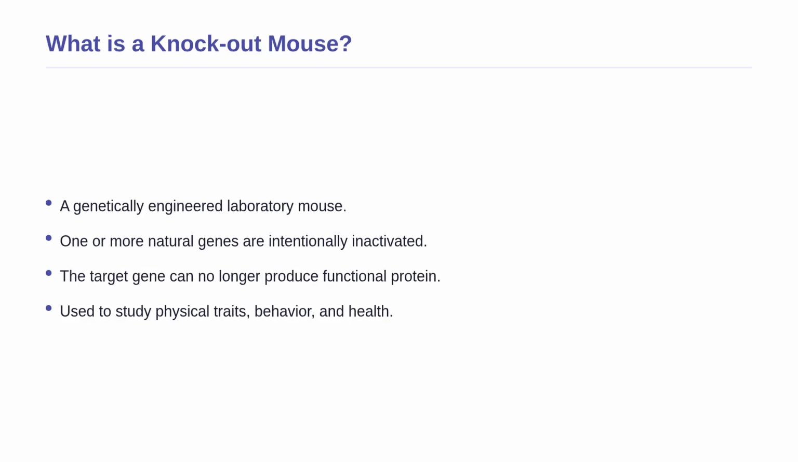Now that we understand the basic logic, let us look at the formal definition. A knockout mouse is a genetically engineered laboratory mouse in which one or more of its natural genes have been intentionally inactivated or disrupted. This means the gene can no longer produce its normal functional protein. Because the protein is missing, the mouse is said to have that specific gene knocked out. These genetically modified mice are then bred and studied extensively. Researchers carefully observe how the absence of that specific protein affects the physical traits, behavior, and overall health of the mouse.